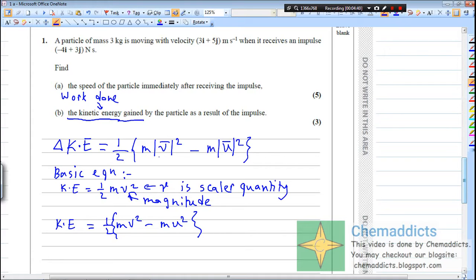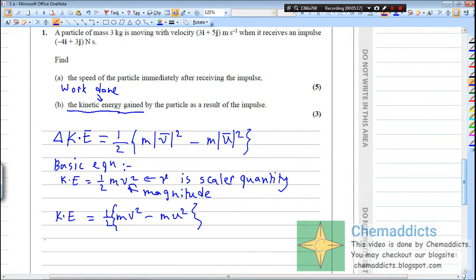Since we are dealing with vectors over here, we need to find the magnitude and square it up, and after doing that we are able to find the kinetic energy gained by the particle. Nothing complicated, it's a simple concept. So let's work this out.